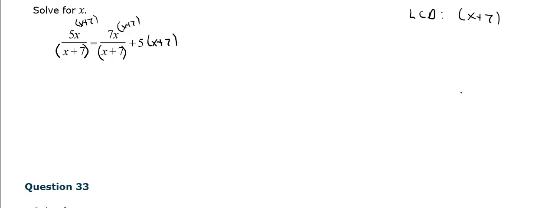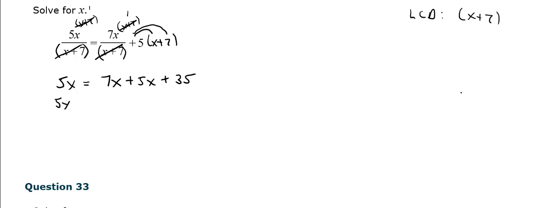So for the first one, the x plus 7 goes into the x plus 7 one time, so that leaves us 5x times 1, which is 5x, equals, and again for the next, the x plus 7 is reduced to 1, and 7x times 1 is 7x. And nothing to reduce with the 5, so we're going to distribute the positive 5 times each term, giving us positive 5x plus 35. Now before we move anything, we're going to collect like terms.